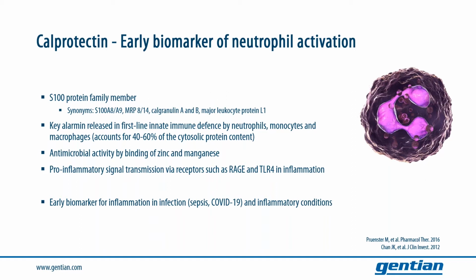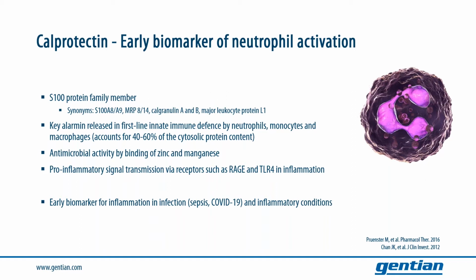Calprotectin is mainly expressed by phagocytes like neutrophils, monocytes, and macrophages, and makes up a large proportion of the cytosolic proteins in these cells. Calprotectin is a key alarmin released in the first-line immune defense as a response to infections and non-infectious inflammation. Its antimicrobial activity is mediated by the sequestration of zinc and manganese from the bacteria environment, thereby starving the pathogens.